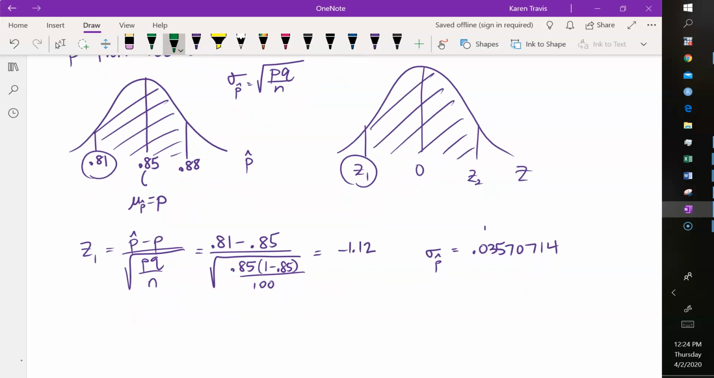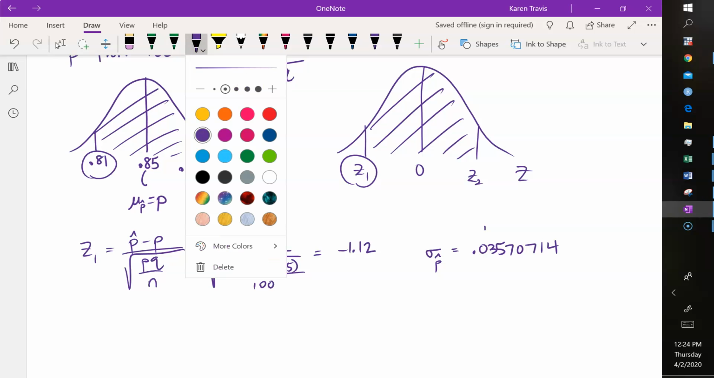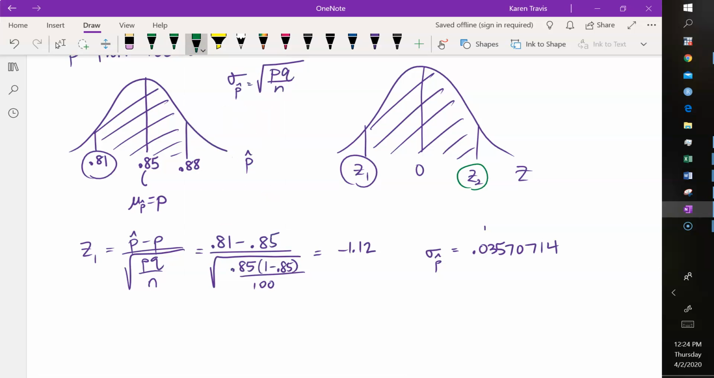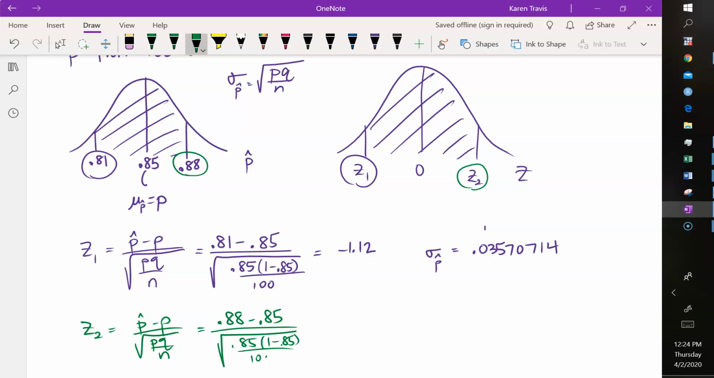Okay, now let's look at the other z-score. That's this z-score, which goes with this. So Z2 comes from the same formula. I'll write it again. Now we're using 0.88 minus 0.85. So the 0.88 is the only thing changing. We're still thinking out of 100 orders. This z-score turns out to be 0.84.